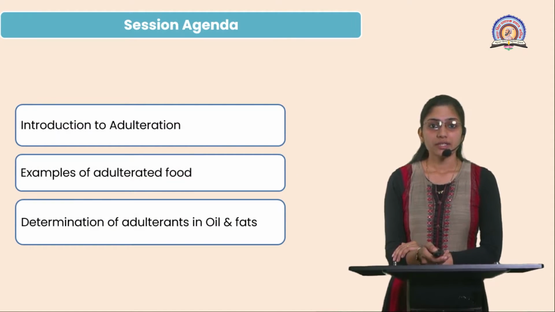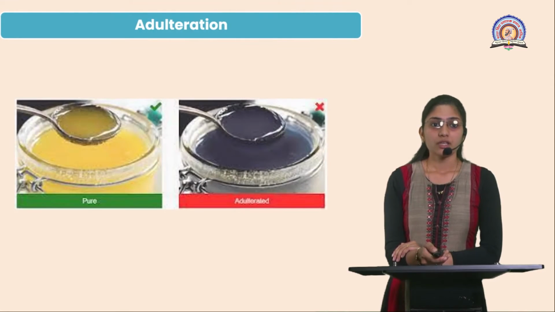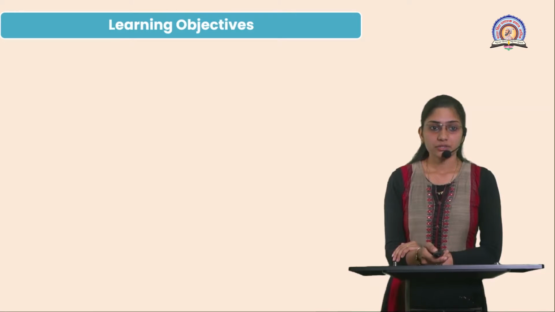Now, the agenda of today's session: the first point we are discussing is the introduction to adulteration. Exactly what is the meaning of adulteration? The second point is we will study different examples of adulterated food. And the third point is the determination of adulterants which are present in the oils and the fats. Now let's start with adulteration.